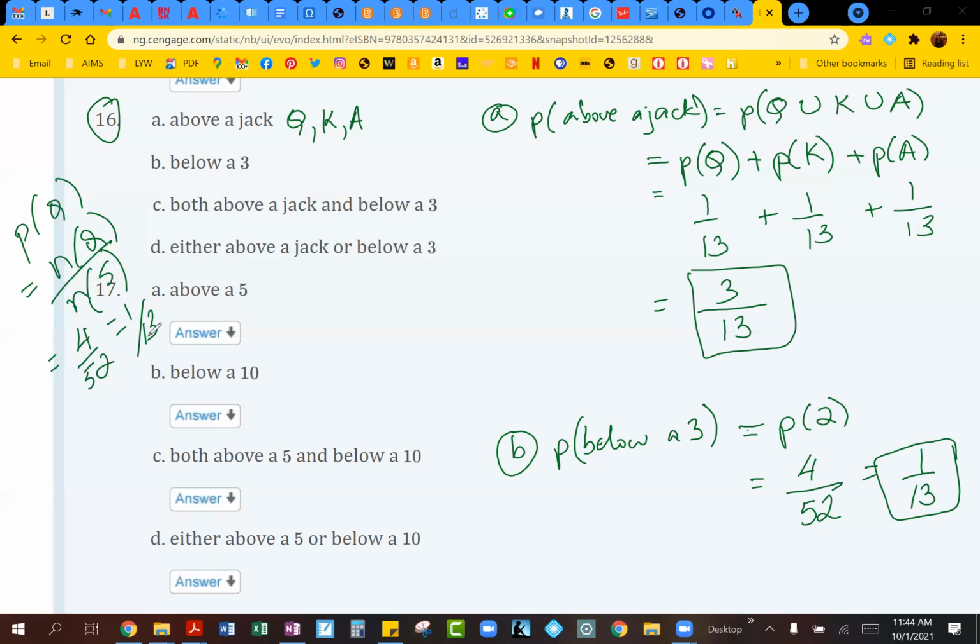Now they're asking us, what is the probability that we get a card which is above a jack and below a 3? So I want you guys to think about what you think that answer should come out to be. So don't send me the answer. I'll have everybody answer this one together. Probability that a card is above a jack and below a 3.